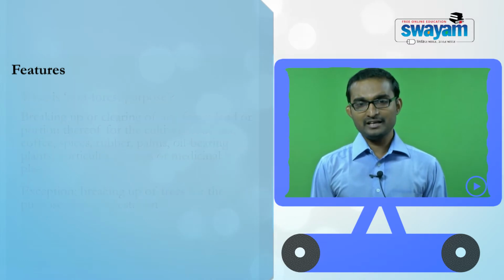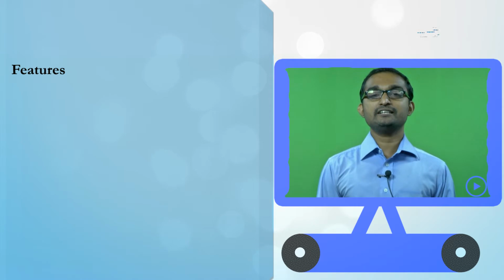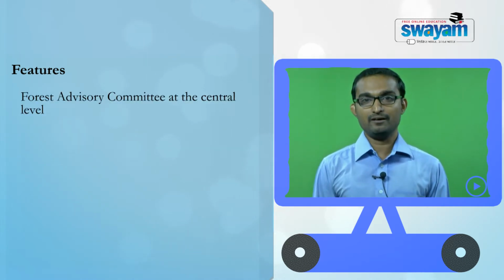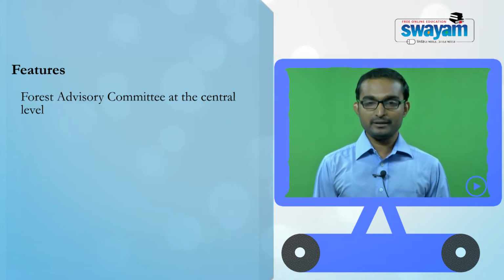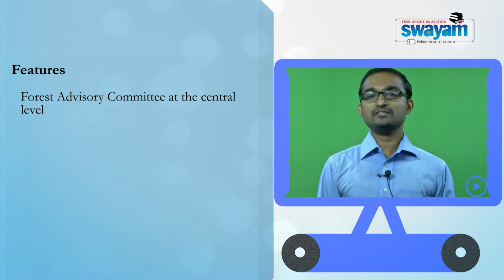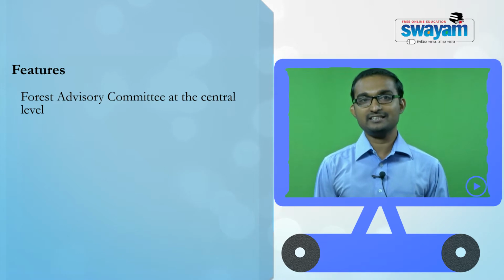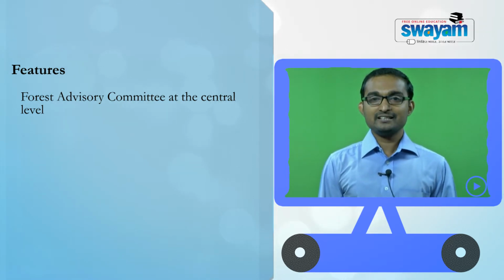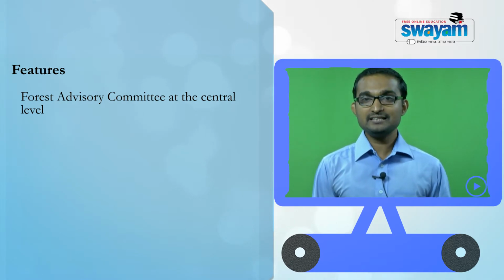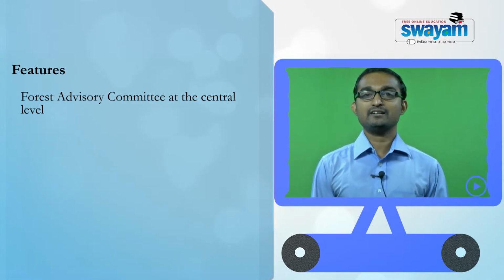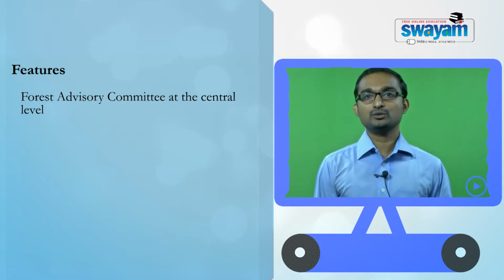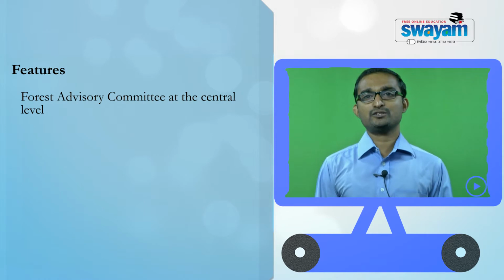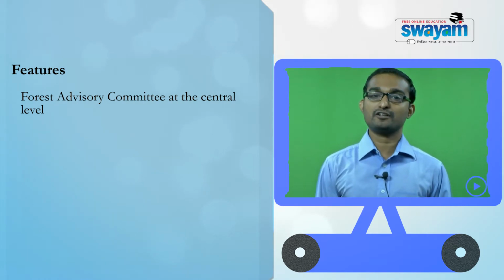Another major feature of the Forest Conservation Act 1980 is the Forest Advisory Committee at the central level, because, as I have already mentioned, one of the key features of the Act is this prior approval procedure. And in this case, the Forest Advisory Committee is the major institutional mechanism that helps the central government to grant or not to grant various requests or proposals for use of forest for non-forest purposes.